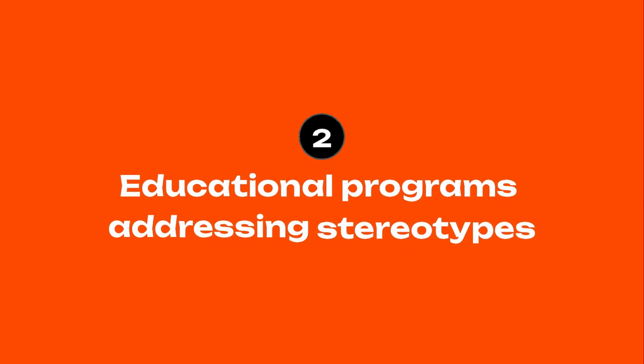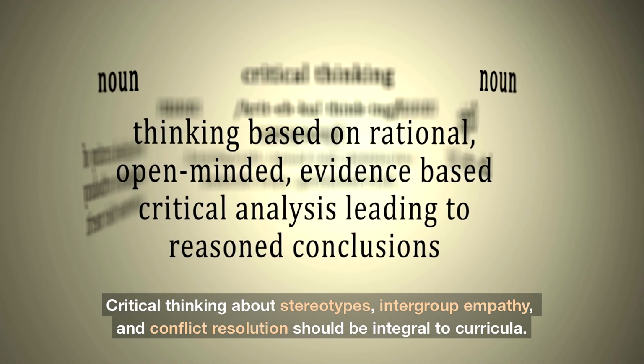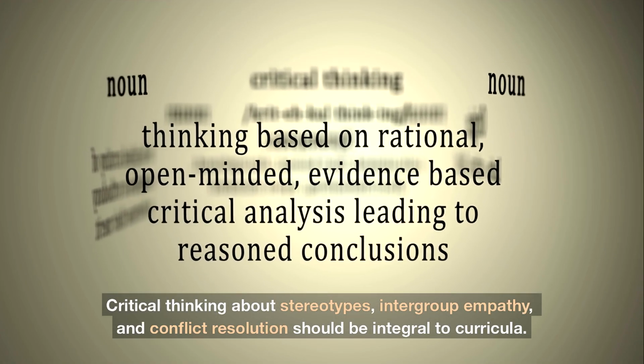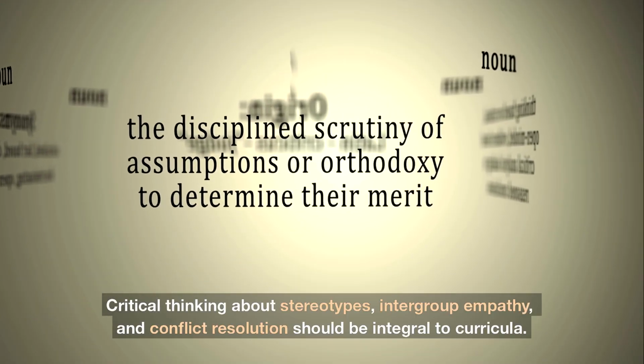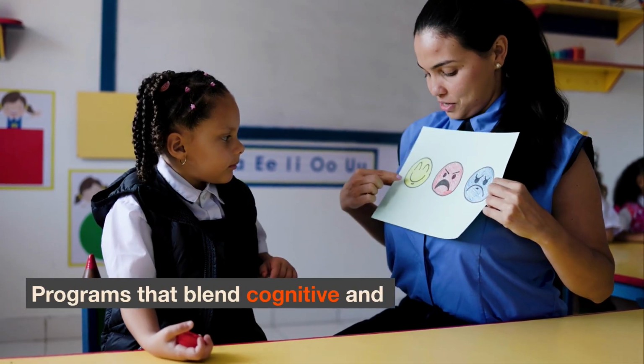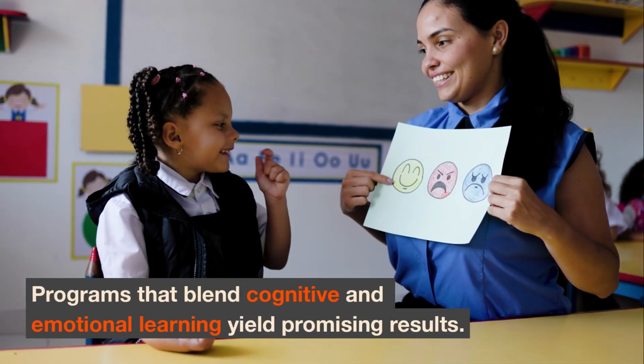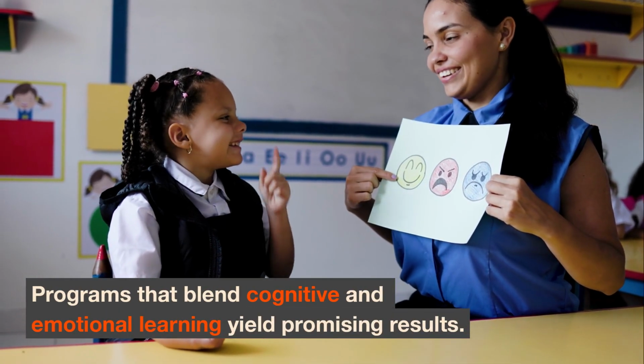Educational programs can also make a difference. Critical thinking about stereotypes, intergroup empathy, and conflict resolution should be integral to curricula. Programs that blend cognitive and emotional learning yield promising results.